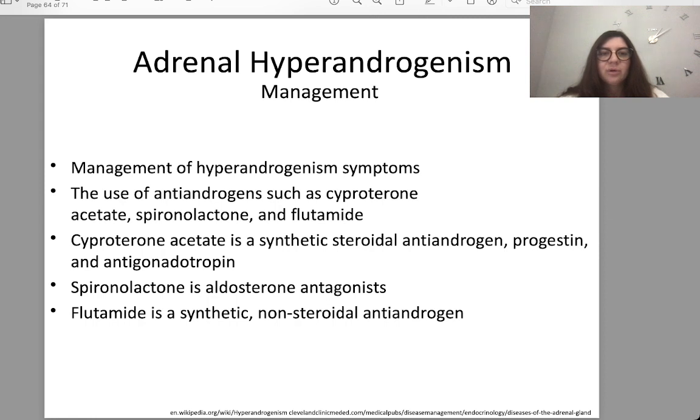Management of hyperandrogenism symptoms includes using anti-androgens such as cyproterone acetate, spironolactone, and flutamide. Cyproterone acetate is a synthetic steroidal anti-androgen, progestin, and antigonadotropin. Spironolactone is an aldosterone antagonist, and flutamide is a synthetic non-steroidal anti-androgen.